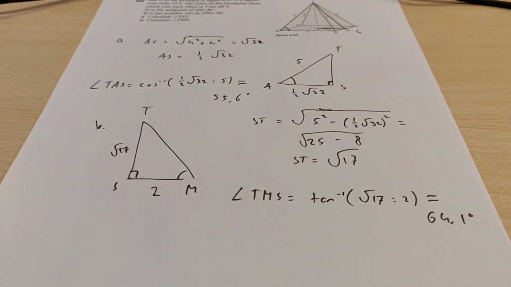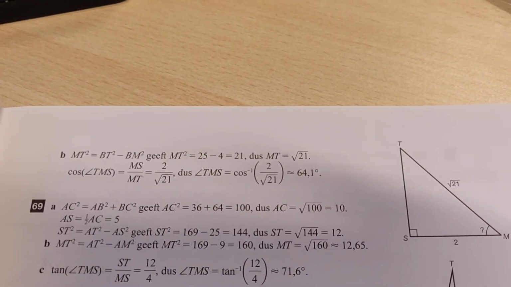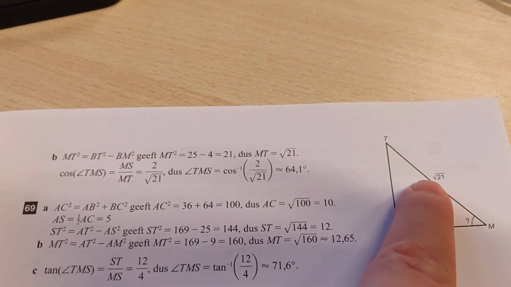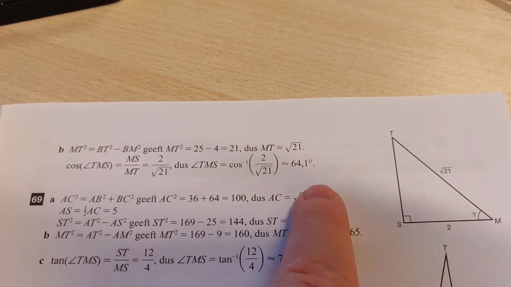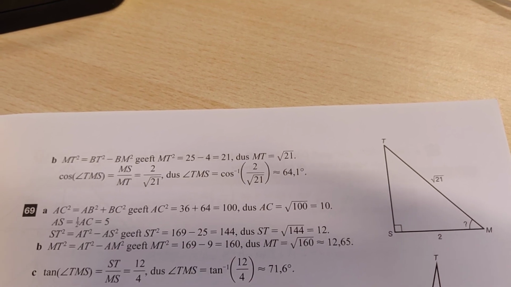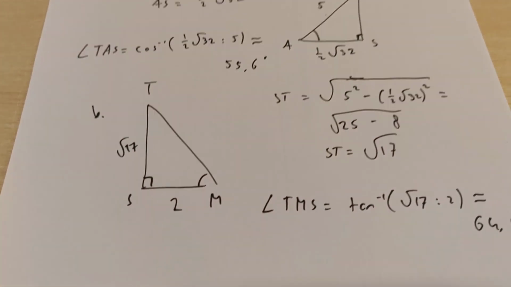I just noticed that in the answer book they actually do something else, because here you see that in the answer book they calculated side MT, which is square root of 21 then, you know that one. But you see in the end you get the same answer, but they use the cosine. So when I send you the answers later, then you might be thinking, what? But of course there are multiple ways to calculate it. I just thought this was easier.